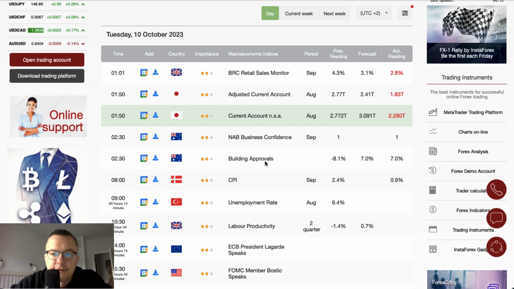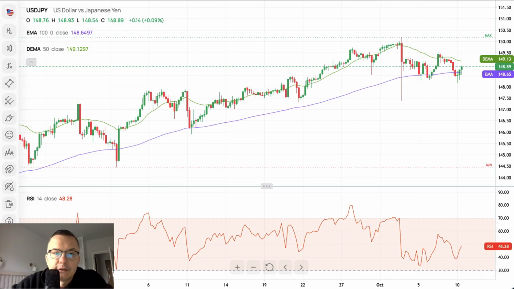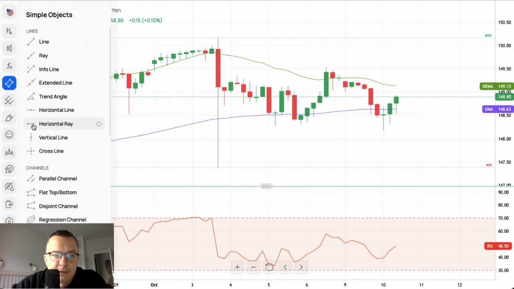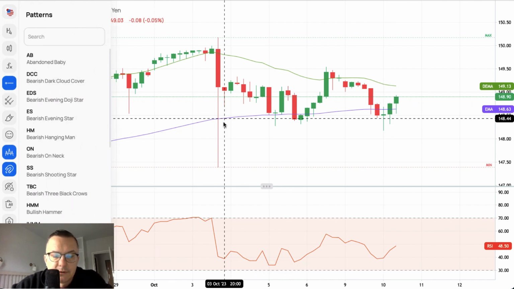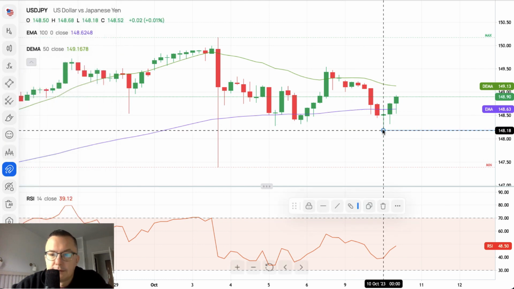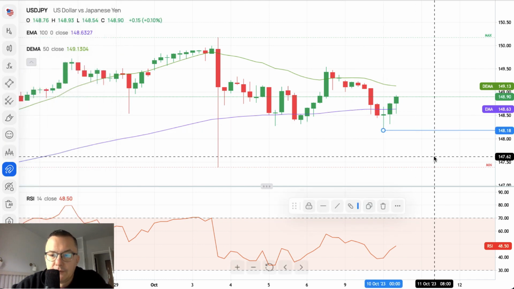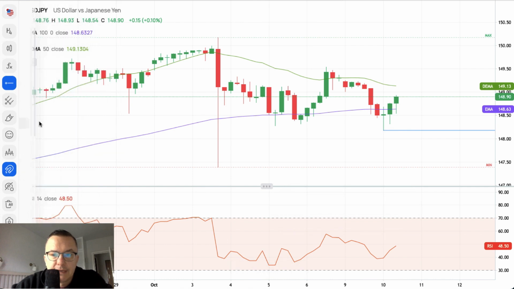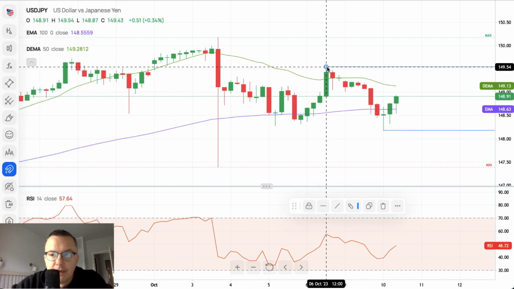Let's start with something that happened overnight with the Japanese data, and this is why we are going to take a look at the 4-hour chart of the US dollar versus the Japanese yen first. The chart looks like it's bouncing from the recent lows. Let me explain where this low I'm talking about is. This is the low, 148.18.